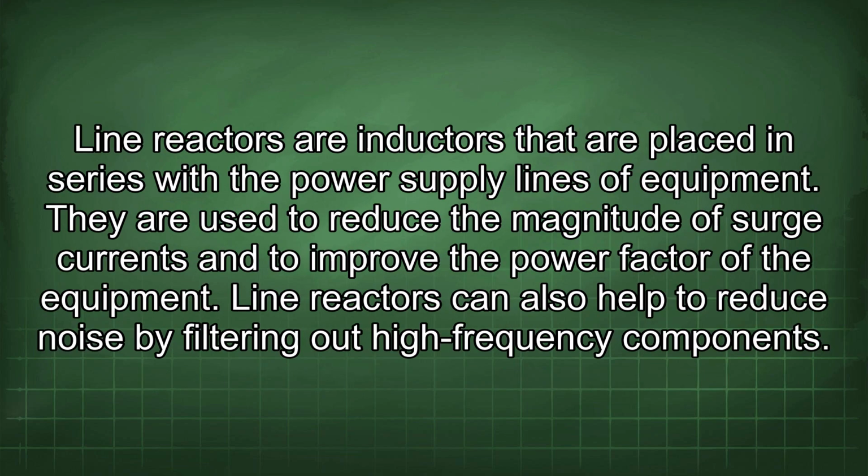Line reactors are inductors that are placed in series with the power supply lines of equipment. They are used to reduce the magnitude of surge currents and to improve the power factor of the equipment. Line reactors can also help to reduce noise by filtering out high-frequency components.